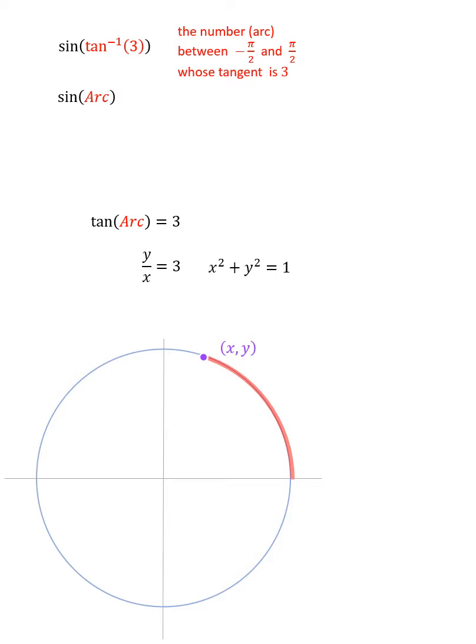If I can solve this system of equations, ultimately for y, then I'll have the sine of this arc, which is the sine of the inverse tangent of 3 that I'm looking for. But my immediate goal now is to solve for x and y. So forgetting about the trigonometry, how do we solve this system?